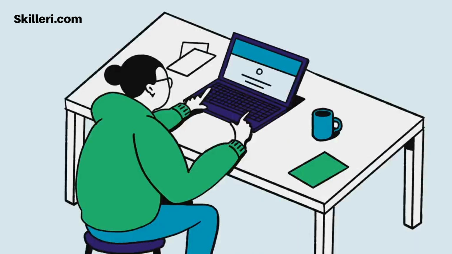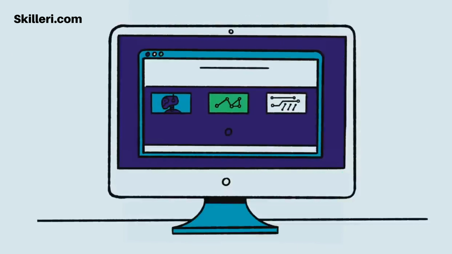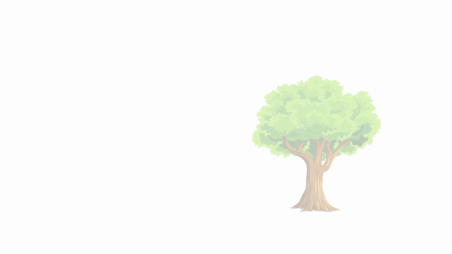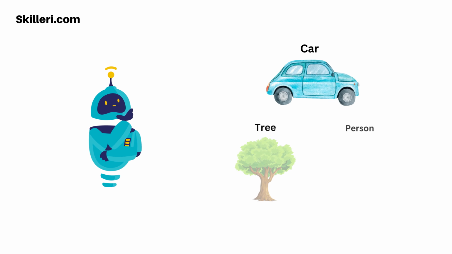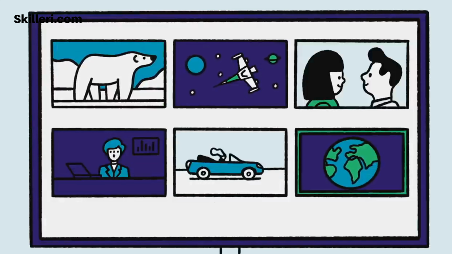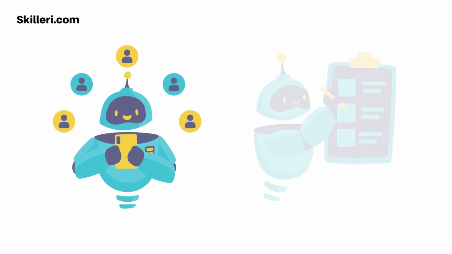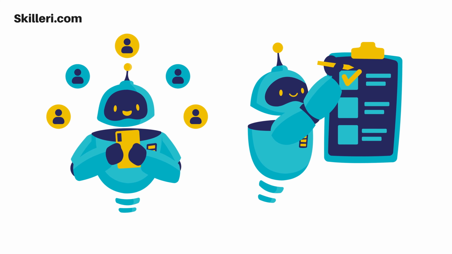You can firstly build the program. You would give it a set of photos with labeled objects such as car, tree, and a person. The program would then use the data to learn how to identify those objects in new photos. The more data you give it, the better it becomes at identifying objects.